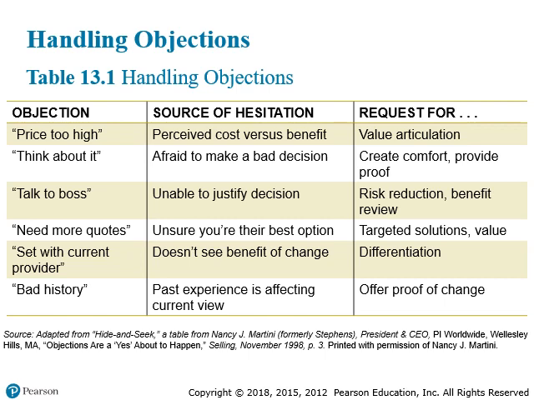So this table highlights a range of objections, sources of hesitation, and associated requests. So for example, often you'll get the resistance of the price is too high. And really this is a difference of perceived cost versus benefit. This is where you need to articulate the value of your product or services. Another objection very often is to think about it. This is where someone's afraid to make a bad decision. So your response to that needs to be to create comfort and provide proof that it's the right decision.